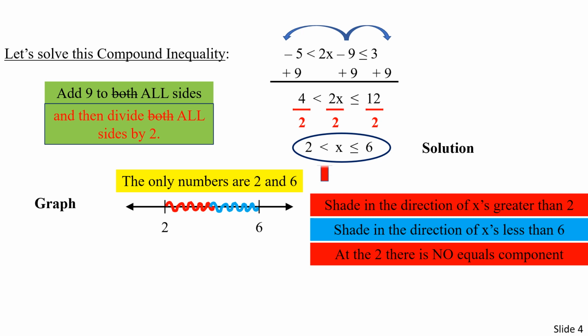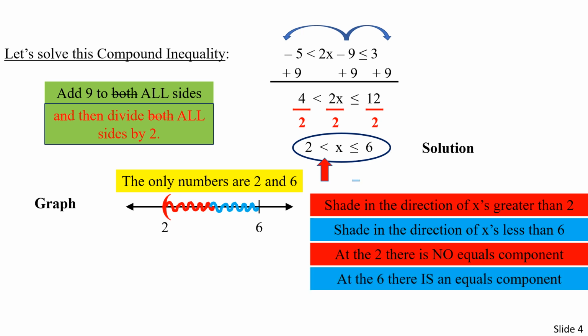There is no equals component at the 2, so it gets parentheses. There is an equals component at the 6, so it gets a bracket. So there's my graph. That graphs the solution of 2 less than x less than or equal to 6. Now I write the interval notation.